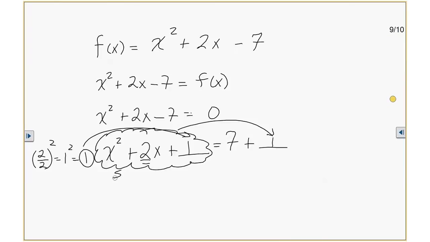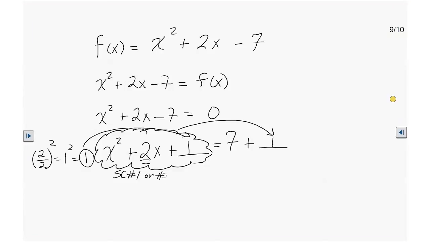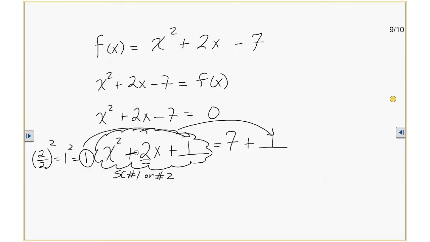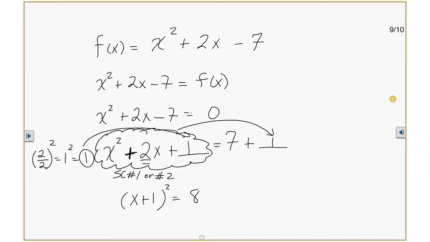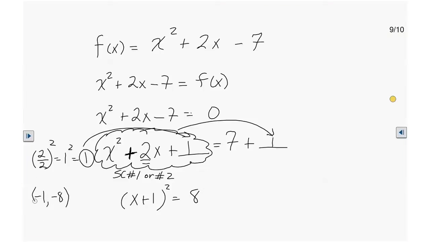you're either going to get shortcut number 1 or shortcut number what? 2, based on that sign right here. Well, this is shortcut number 1, so that's x plus 1 quantity squared is equal to 8. And look over there. You now have the vertex. The vertex is what? You need to put that in translation. -1 and what? -8.